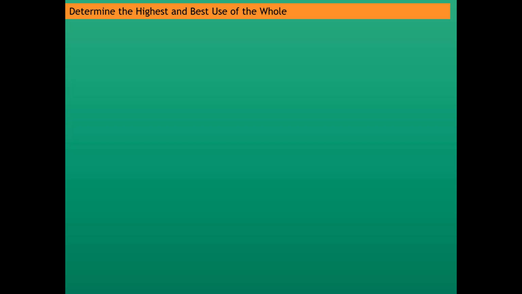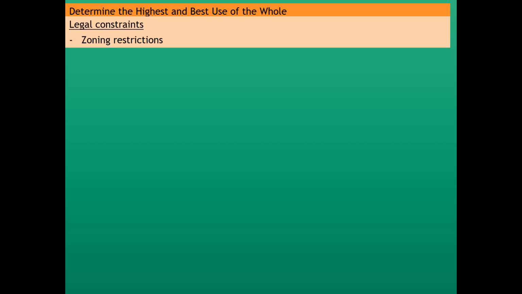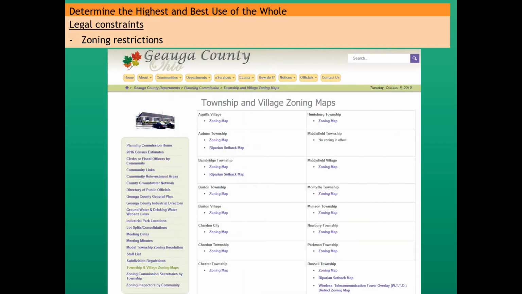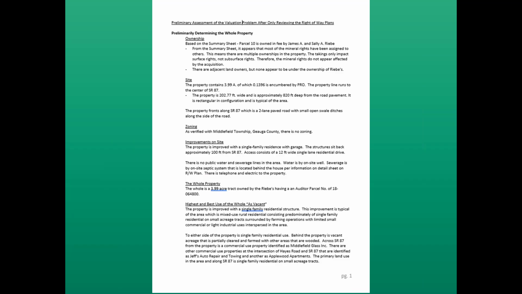All right, so now let's determine what the highest and best use of the whole property is. Legal constraints. Well, the first one is zoning. And here is the zoning from Geauga County. This particular property is in Middlefield Township. And note, there is no zoning in Middlefield Township. So there's no zoning constraints. The legal constraints are going to be limited to what physically can be developed on the property and what's typical and feasible in the area.